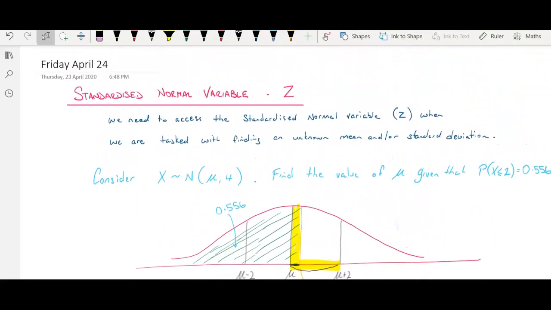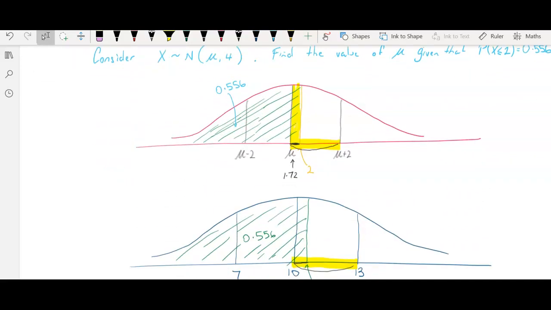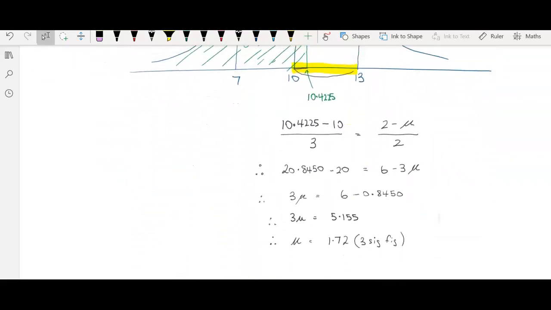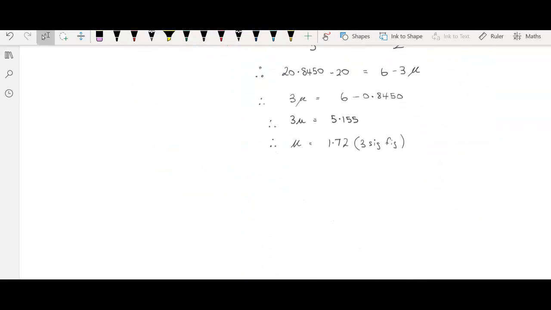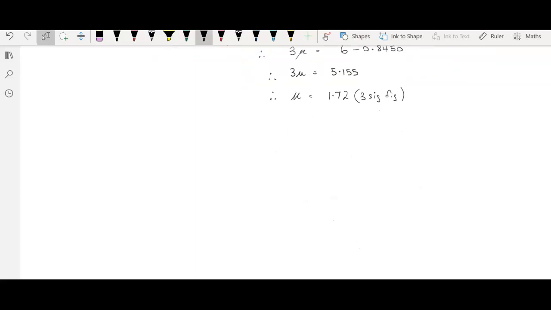standardized normal is, this Z, the standardized normal variable Z. So rather than take a random mean and standard deviation, the standardized normal Z takes a very specific value for the mean and standard deviation, and that is that Z is distributed normally with a mean of 0 and a standard deviation of 1. Now, really, the only reason for doing this is to simplify calculations.